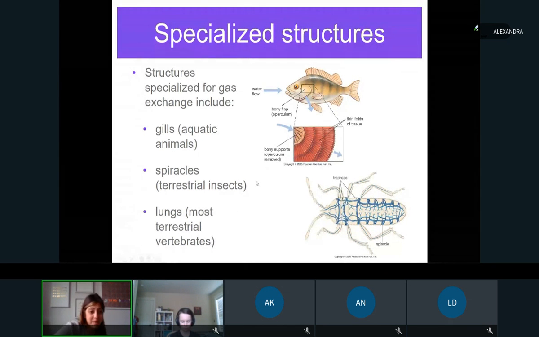Like Gumby, if you guys remember Gumby. I don't know, maybe you guys are too young for Gumby.